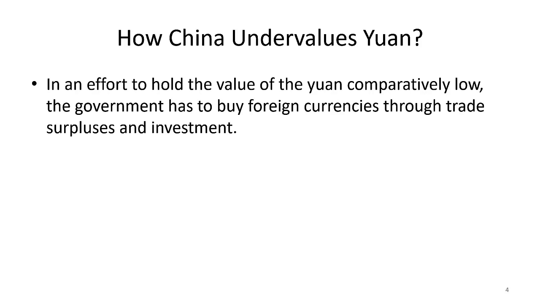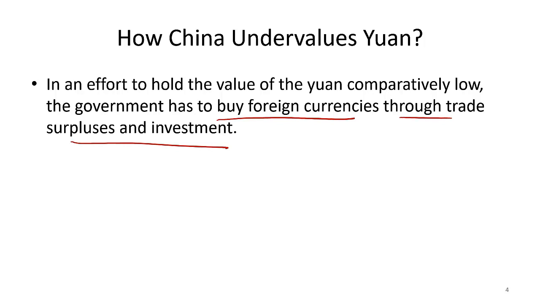In an effort to hold the value of the yuan comparatively low, the government has to buy foreign currencies through trade surplus and investment. Mind you, China runs a huge trade surplus with us. That means they have a lot of dollars sitting in their accounts in China. Now what do they do with the dollars they have accumulated over time? Essentially they take those dollars and buy US assets. Remember who is the biggest buyer of US treasury bills, the bonds issued by the US government? It's China. They hold upward of $1 trillion of US treasury bills. They are one of the biggest lenders, along with Japan, to the United States government.